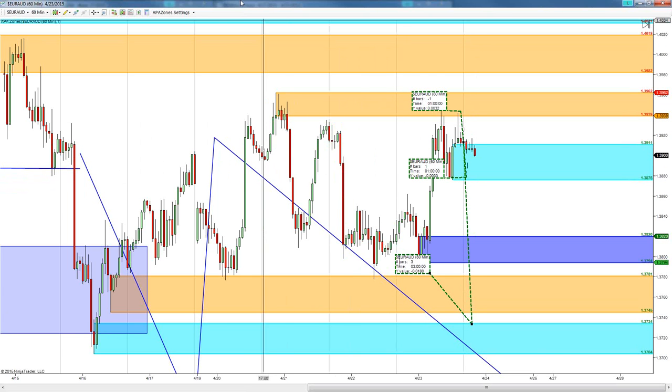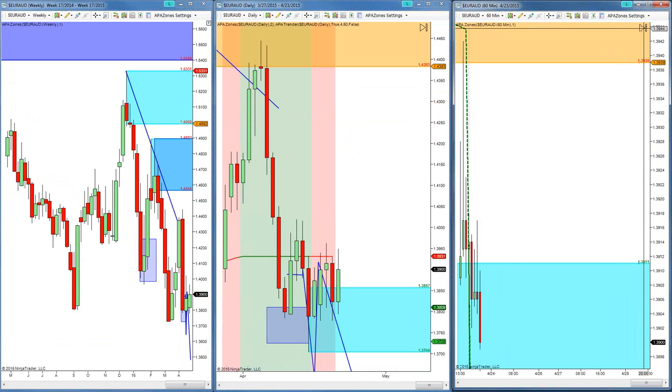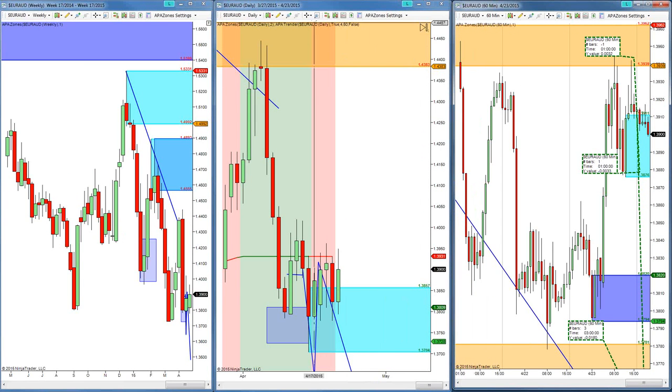Okay, and that's based upon our analysis on the context chart, which is our bigger time frame here. Okay, actually from both of those.